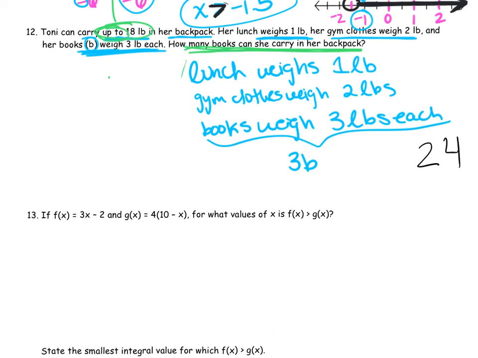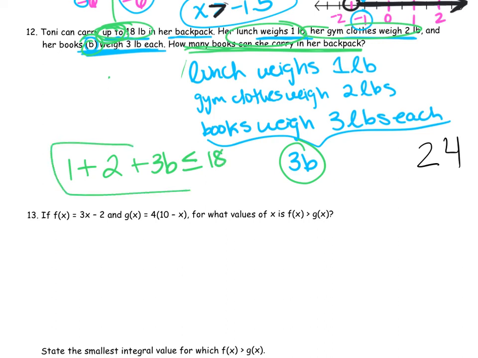All right, so let's write out our inequality. We have her lunch weighs a pound. She's got her lunch on her. She's got her gym clothes. That weighs 2 pounds. She's got B number of books that weigh 3 pounds each. And I'm going to carry up to, so no more than, 18 pounds. And that's my inequality. And you guys can finish this one. Just solve for B. You end up finding, in the end, B is going to be less than or equal to 5. That's your final answer.